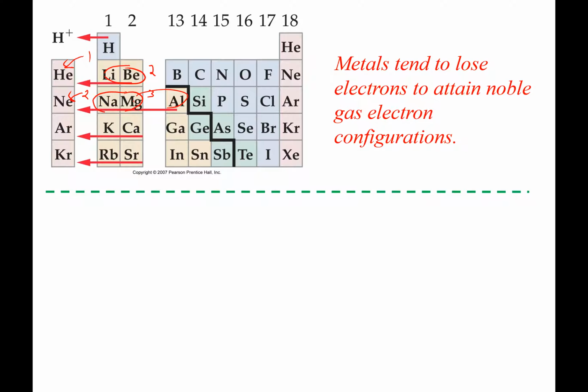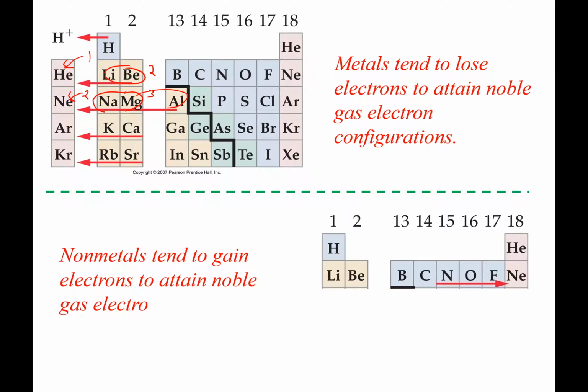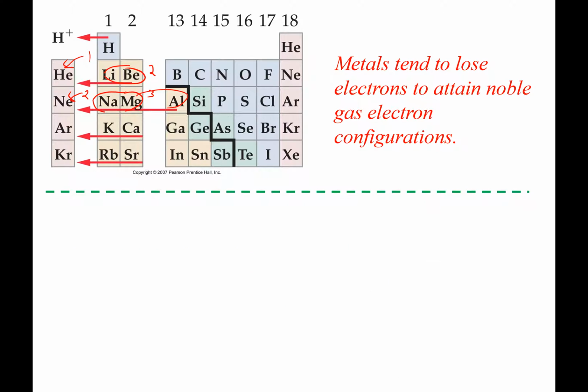So they're going to kick off those valence electrons. Metals kick off valence electrons. And actually, let me go back one more. These guys are going to become cations. They're going to be positively charged.